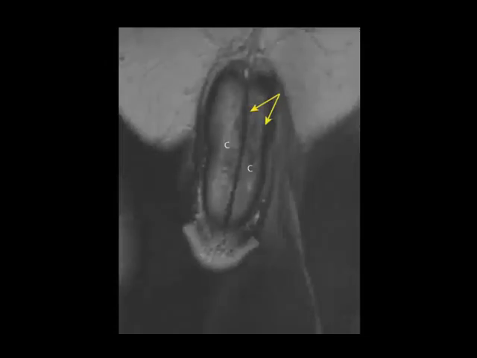This is an MR image of the penis along its long axis. The yellow arrows point to the tunica albuginea, which surrounds the corpora cavernosa and the spongiosum. In the part of the image that's labeled C, those are those two tissue masses that are called the corpora cavernosa.